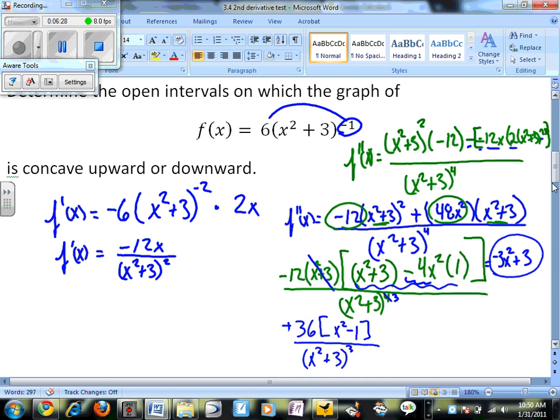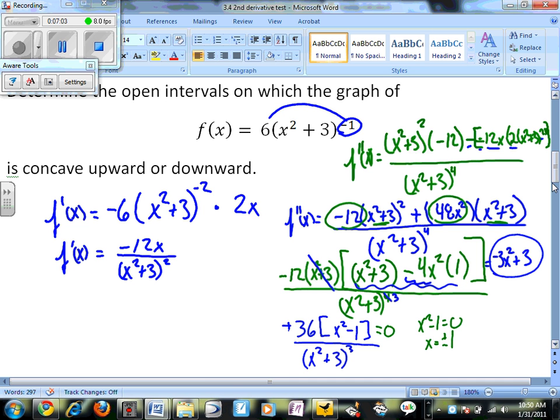All right. So now what we want to do is figure out where the second derivative is going to be equal to 0 or when it's going to be undefined. So I'll set the top equal to 0. We divide by 36. I just have x squared minus 1 equals 0. We add 1 over. So I get x equals plus or minus 1, right? There would be when it equals 0.